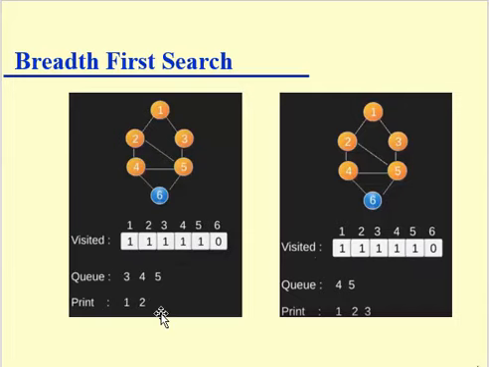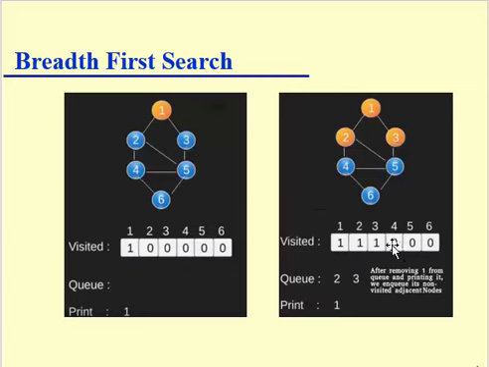But once you have printed or deleted 2, you need to check what are the nodes connected to 2 now. You have 4 and 5. You have to insert them into a queue, but before insertion you need to check their visited. So in the previous slide you need to check what was the visited of 4 and 5. Visited of 4 and 5 was 0. So I can insert them into a queue.